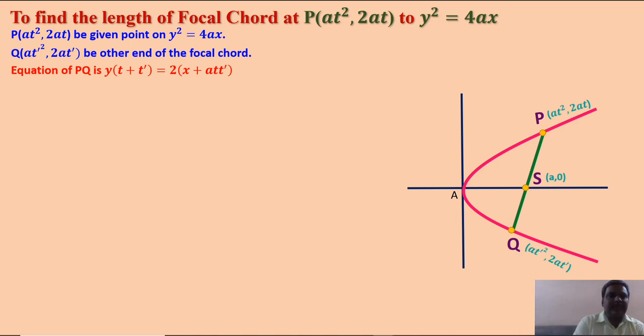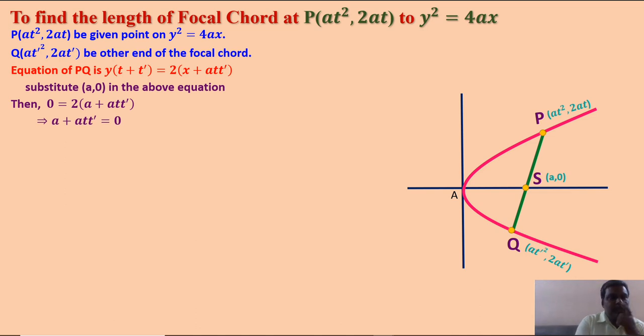If it is a focal chord, it is always passing through what? Focus (a, 0). Substitute (a, 0) in the above equation. We obtain 0 = 2 times (a + att'). You can take common a. We obtain a + att' = 0. Now t' is minus 1. Am I correct or not? a into t' equals minus a, not equal to 0. Therefore, tt' = -1. This is the relation between t and t'.